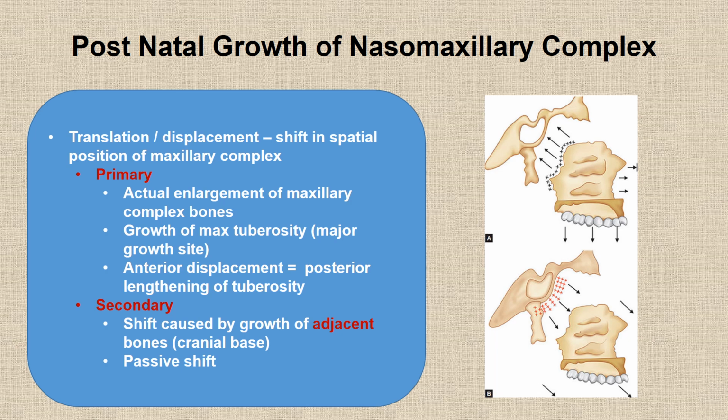Now, when we talk about primary translation, it means the maxillary bone itself is growing and enlarging, and this happens due mainly to the growth of the maxillary tuberosity, which is a major growth site. Now, the anterior displacement is equal to the posterior lengthening of the tuberosity.